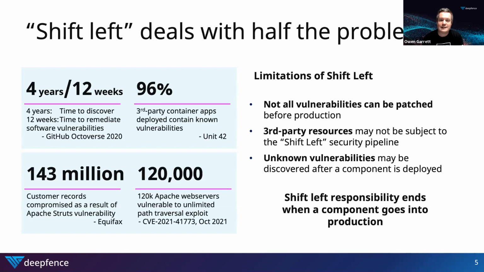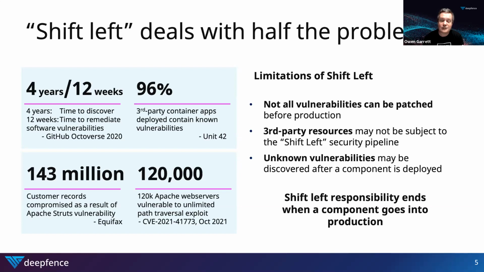GitHub's research indicates that it can take 4 years before a vulnerability is detected in published code, and a further 12 weeks to then remediate that vulnerability and push out a fix. That means that even though an application with its dependencies is pushed into production, vulnerabilities could be discovered long after that application is deployed into production.